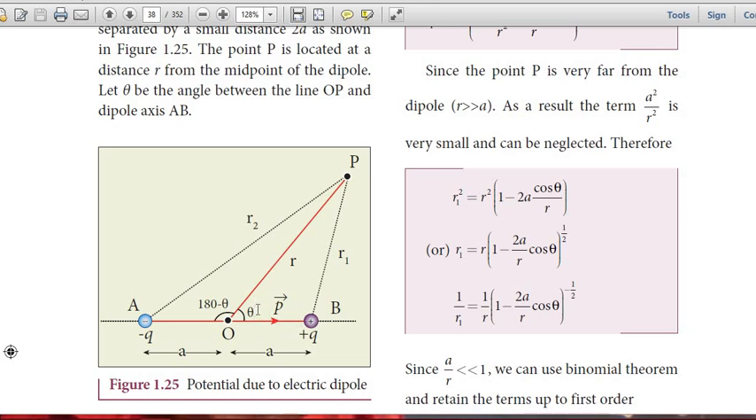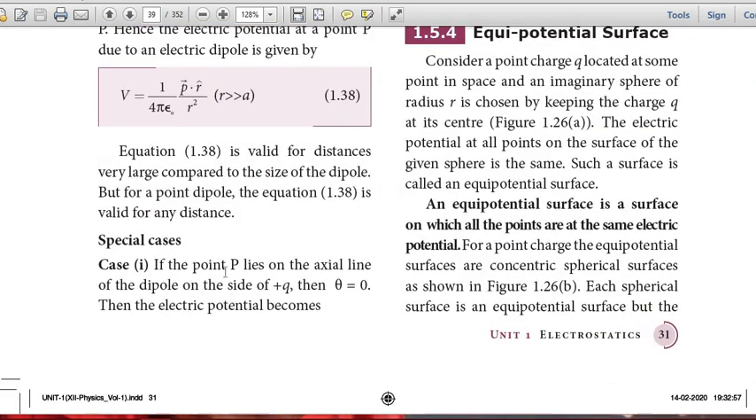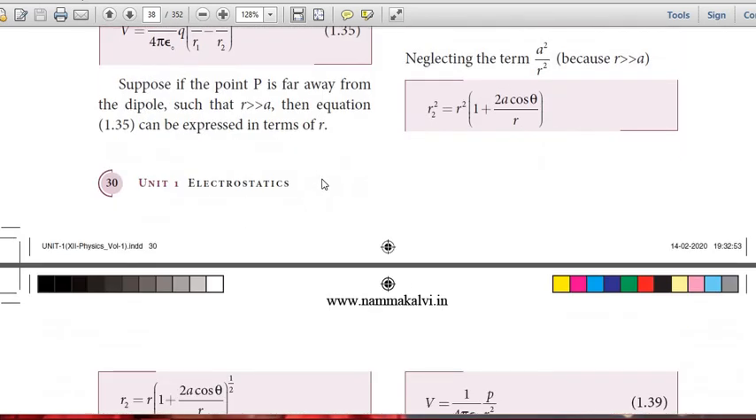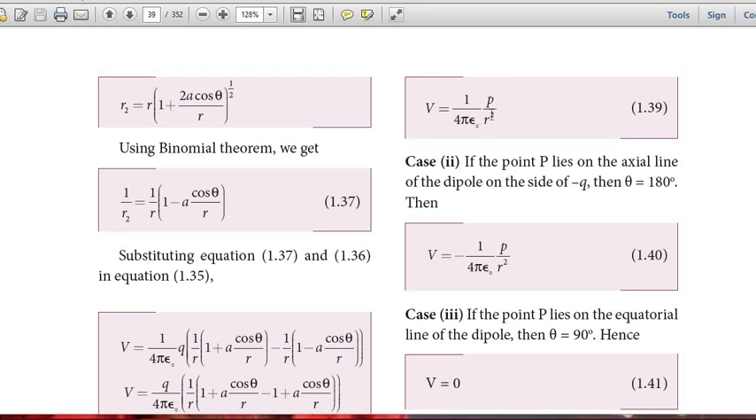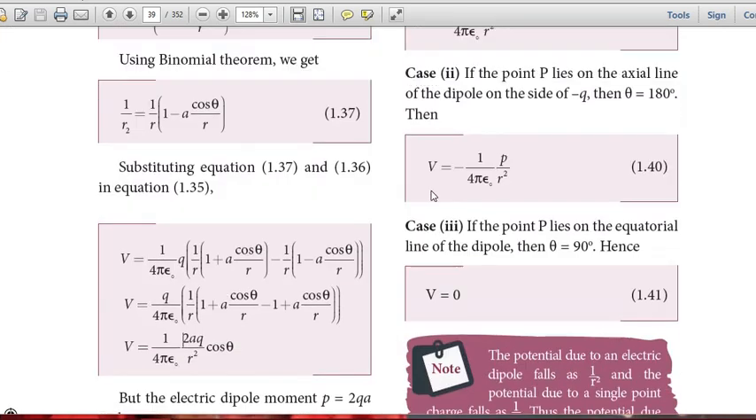So the theta value is equal to 0. First case says if the point P lies on the axial line of the dipole on the side of plus q, then theta is equal to 0. Then the electric potential becomes, here we substitute, what is the value of cos 0 degree? Cos 0 degree value is 1. So the electric potential equation becomes V is equal to 1 by 4 pi epsilon naught P divided by R square, because cos 0 degree becomes 1.